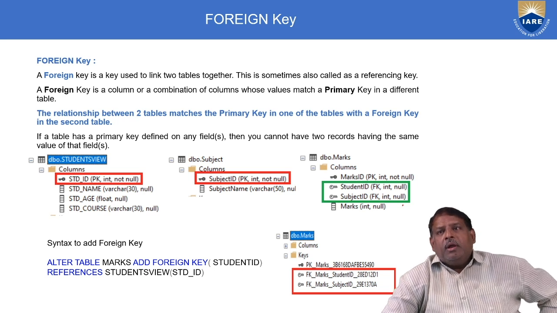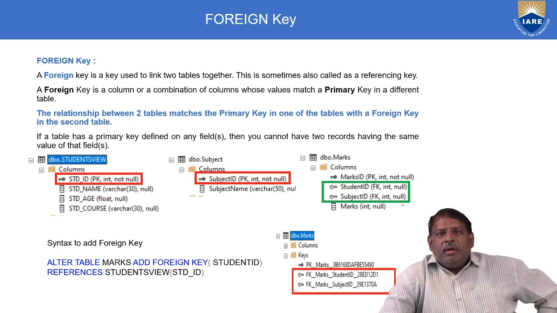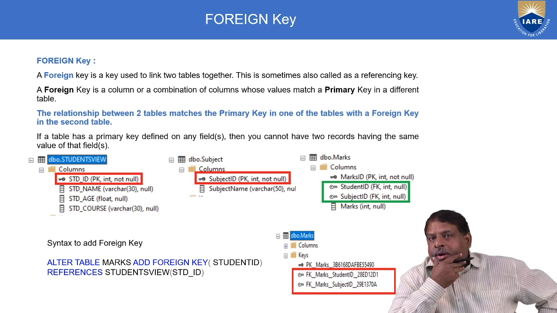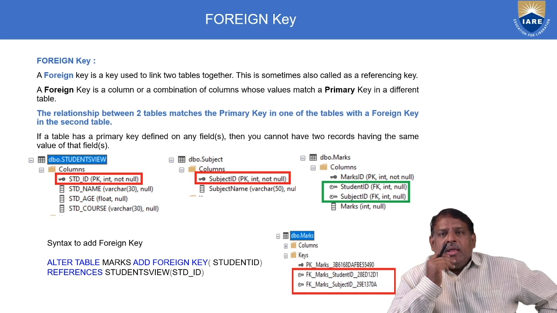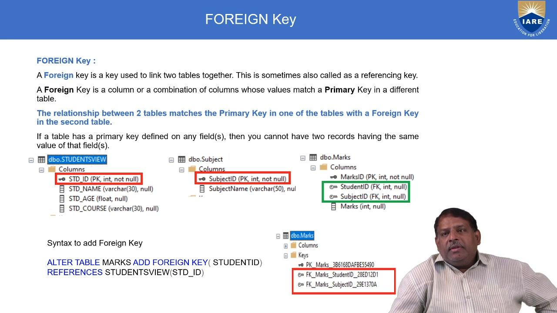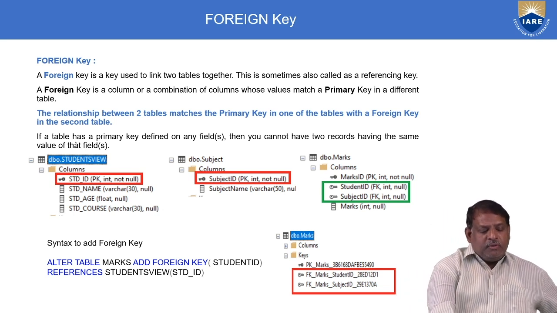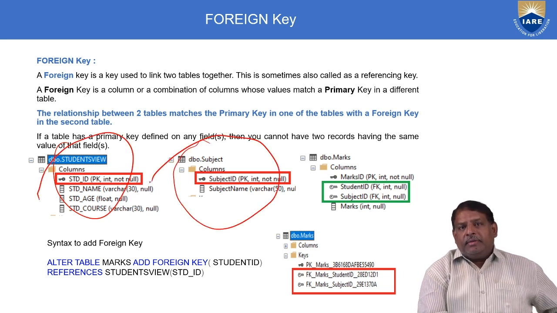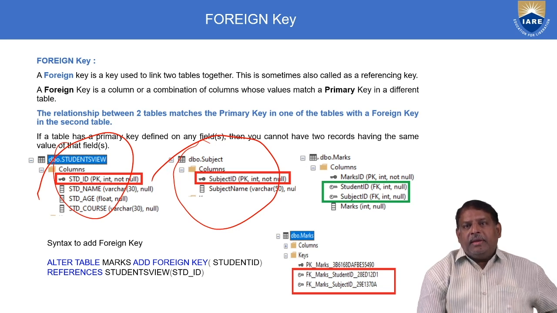This is sometimes also called a referencing key. A foreign key is a column or a combination of columns whose value matches a primary key in a different table. The relationship between two tables matches the primary key in one of the tables with a foreign key in the second table. If the table has a primary key defined on any field, you cannot have two records having the same value of the field, as told earlier, like unique key. In this case, the student view is one table, and there is one more table called subject. In this, std underscore ID is the primary key. In the subject table, subject ID is the primary key.